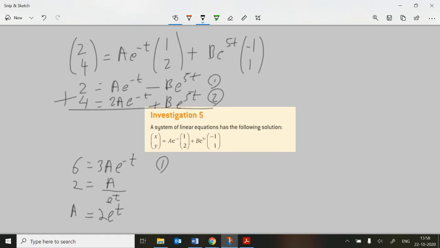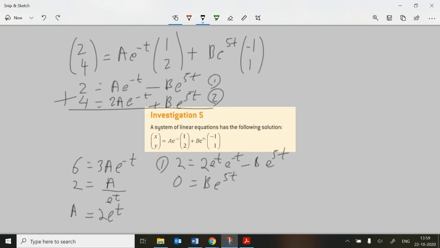So let's substitute a back into the first of those, and we've got 2 equals 2e^t · e^(-t) minus b e^(5t). This and this cancel each other out. Take the 2 to the other side, so essentially this is 1. Take the 2 to the other side, and it will give us 0 equals, we can multiply both sides by minus 1 as well, b e^(5t).